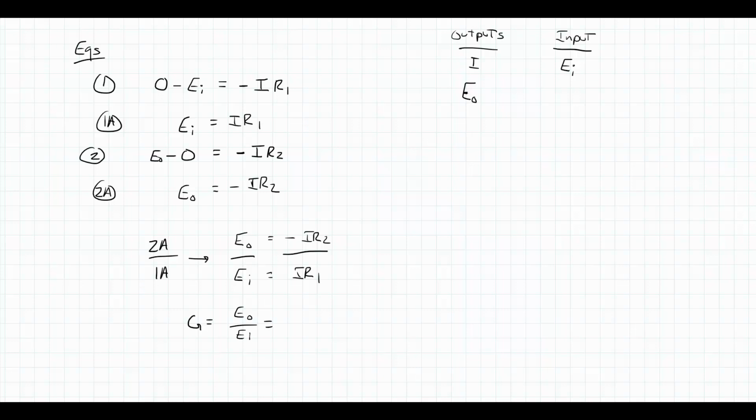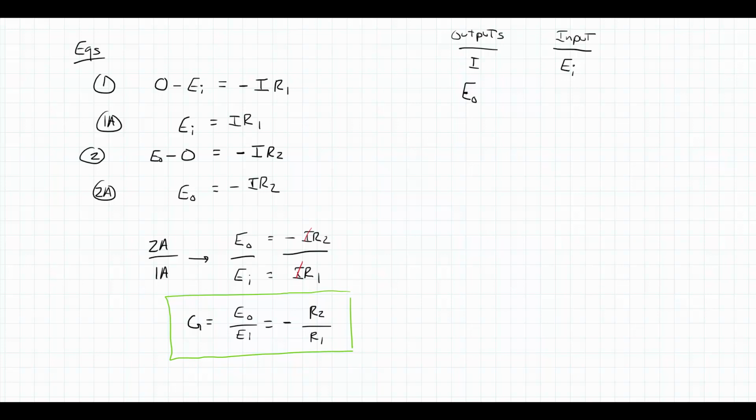And the nice thing here is that the I's are going to cancel each other out, and I'll be left with negative R2 over R1. And actually I'm done at that point because I have my transfer function. It turned out to be negative R2 over R1, and that's the entire transfer function.